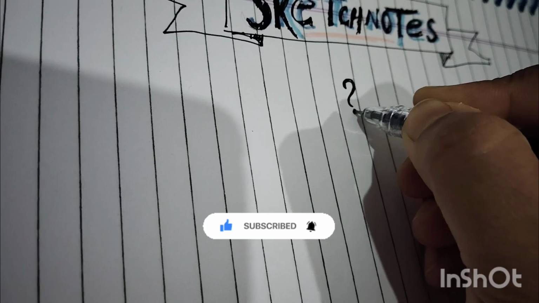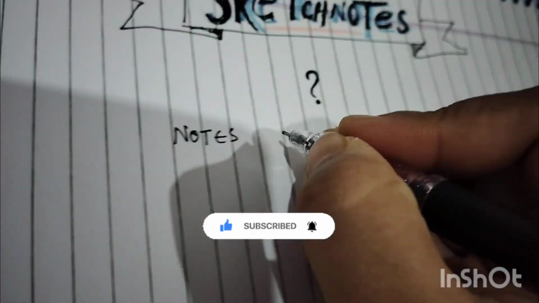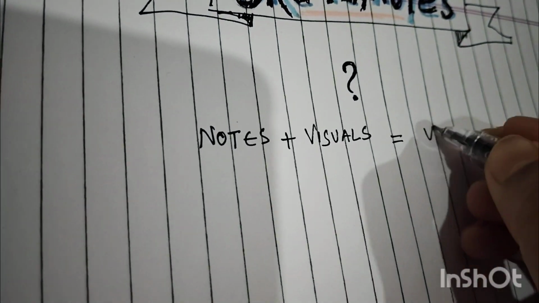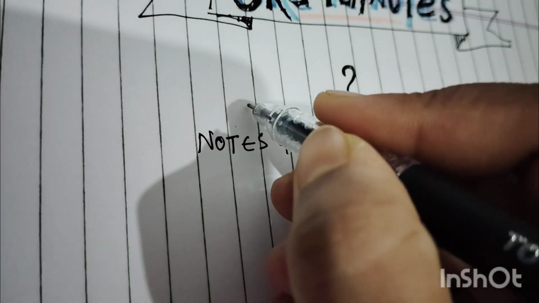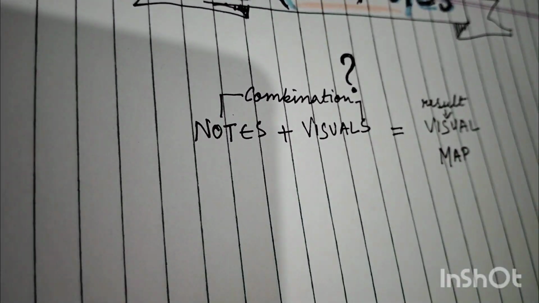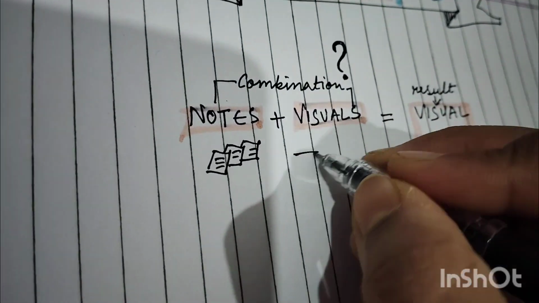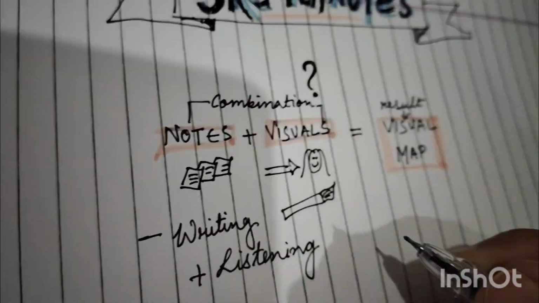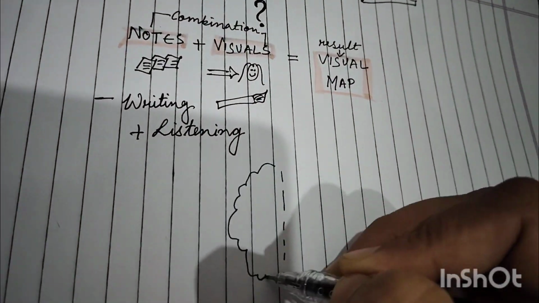Sketchnote is a combination of notes, that is, your writing or lettering, and visuals, and together they make the visual map, which results in active listening, synthesizing, and imagination, enhancing your critical thinking skill and creativity. It uses both sides of your brain actively.